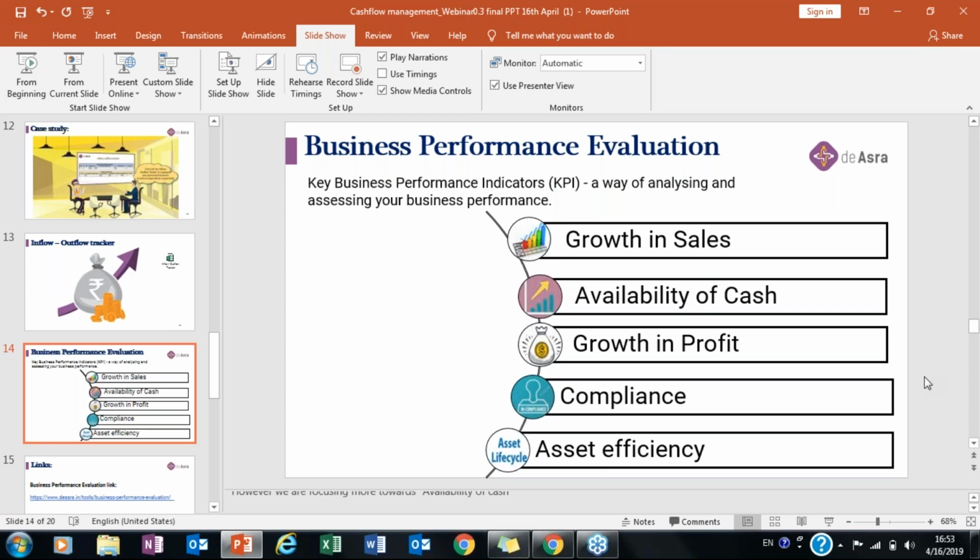So we just spoke about the availability of cash. I'll quickly talk about the rest. Growth in sales is nothing but how much sales you are making in terms of your past experience. Availability of cash is the cash available at a given point of time for your business. Growth in profit: are you making enough profit for the amount of sales you're making? Is your business compliant enough to sustain for a long period of time? And are you completely and efficiently utilizing your assets?